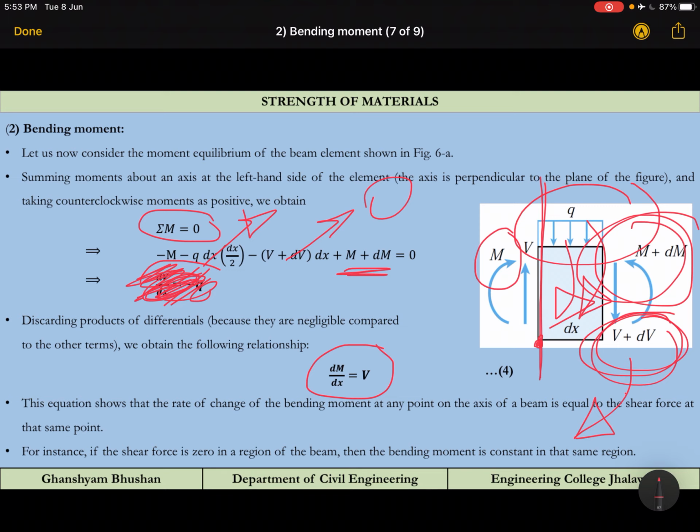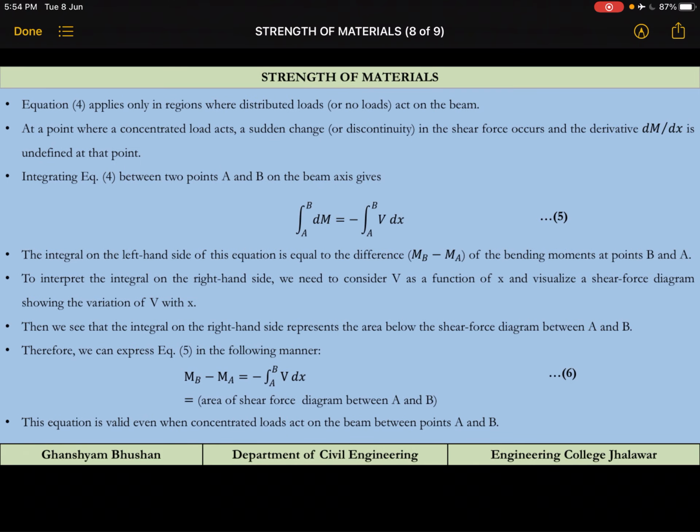If the shear force is 0, then the bending moment is constant. dM by dx will be 0, so M will be constant. Okay, so these two relations are very very important.